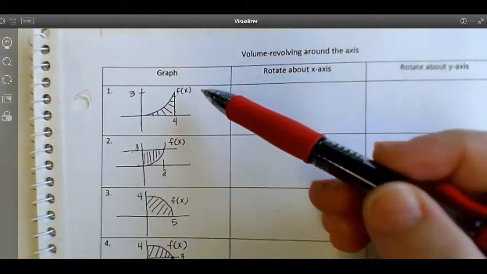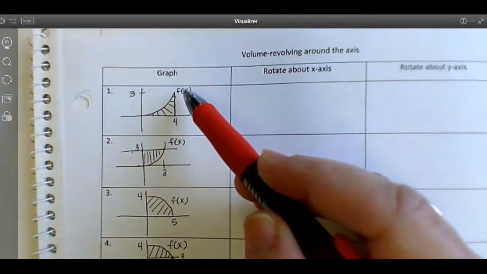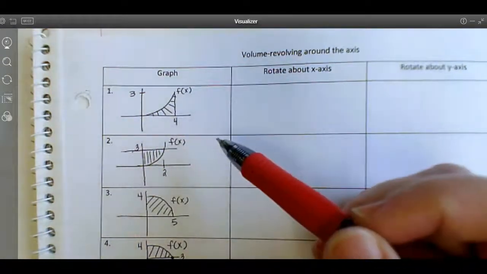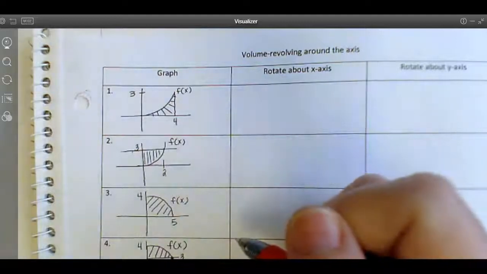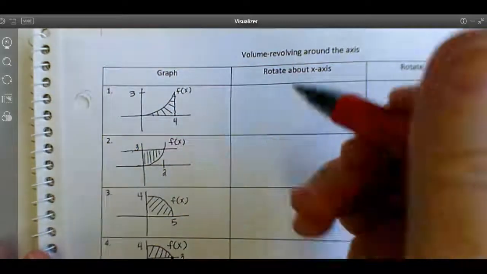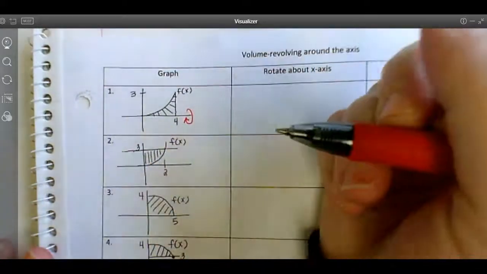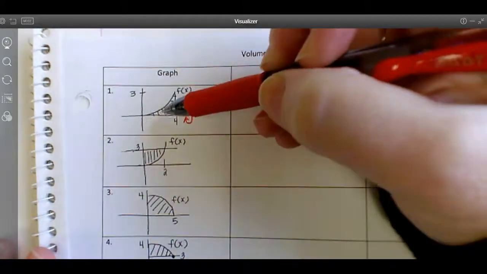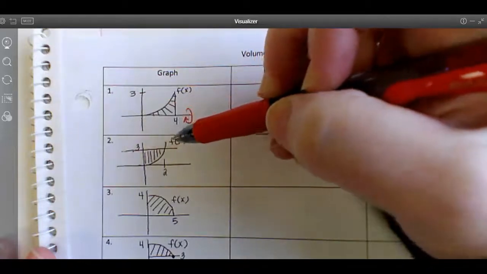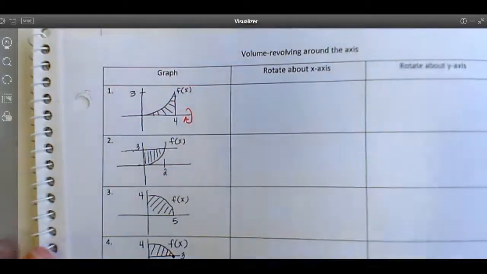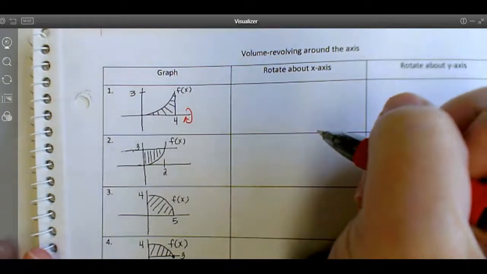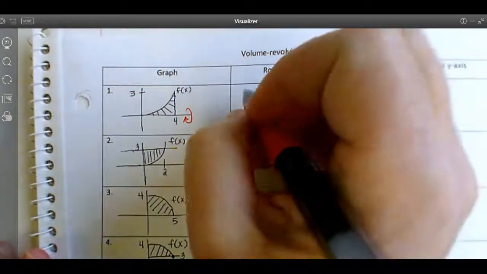So we have some problems here where I have labeled what f of x is. We don't know the function, and we're just going to call it f of x for now. And what we want to do is rotate this region around the x-axis. So I want to rotate it this way. If you think about it, you've got some sort of cone figure. The first thing that you should try to figure out is if there's a hole or if there's not.